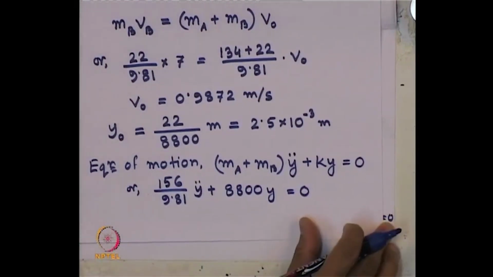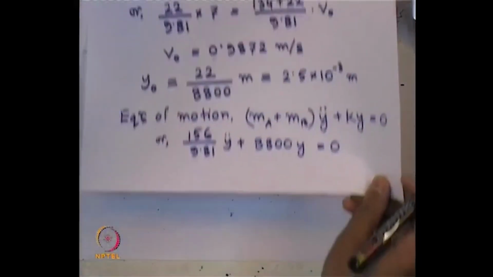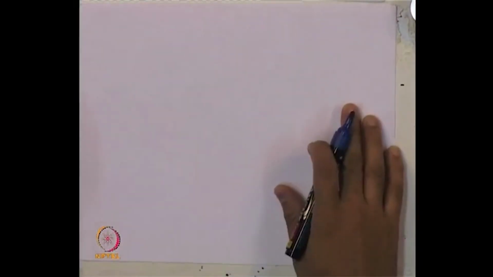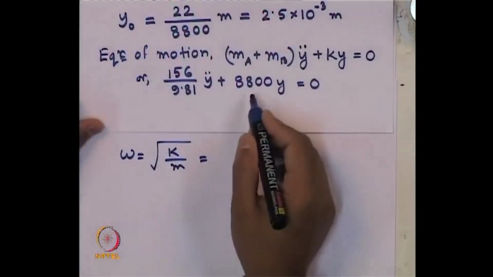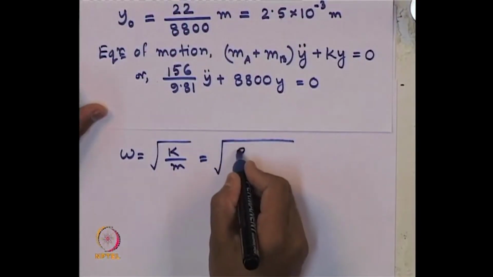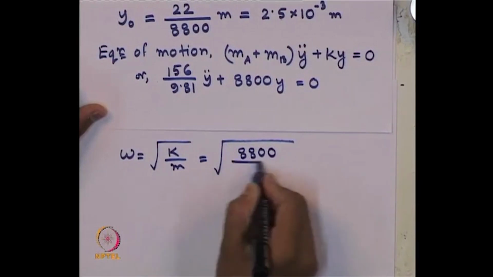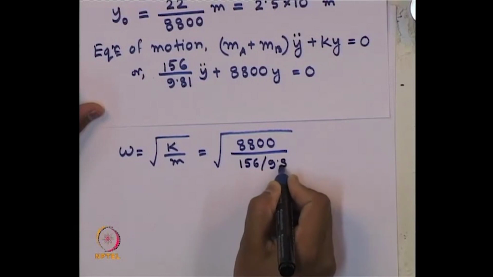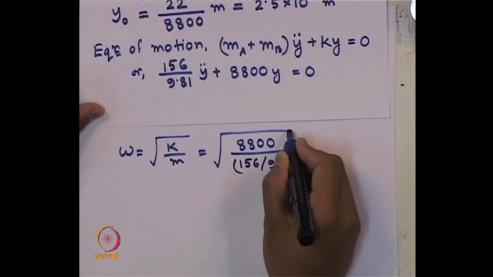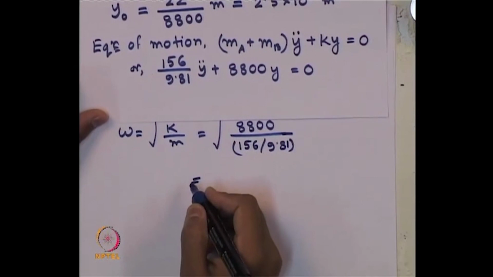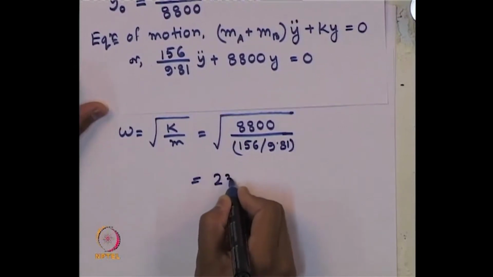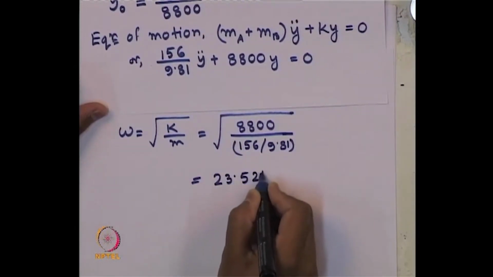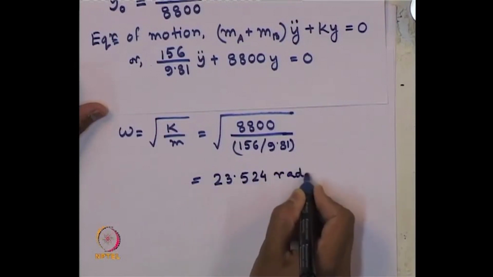From this we can find out what is the natural frequency of the system. So, natural frequency omega is root over k by m. In this case, this k is 8800, m is 156 by 9.81. So, if we solve this, it comes out to be about 23.524 radian per second.